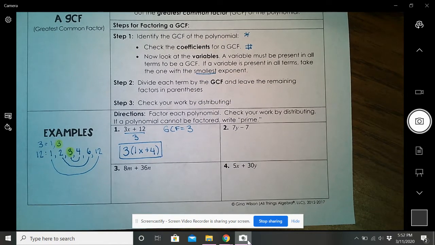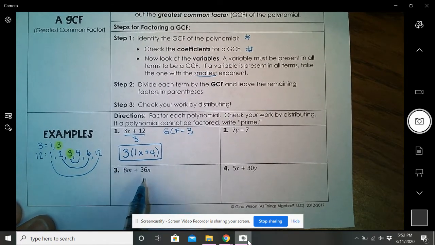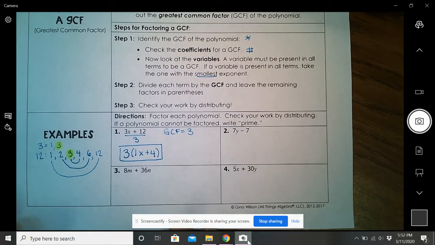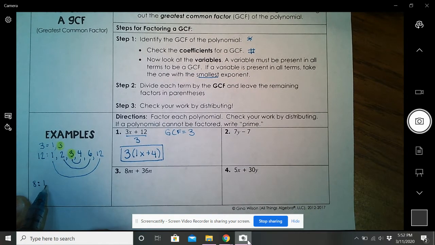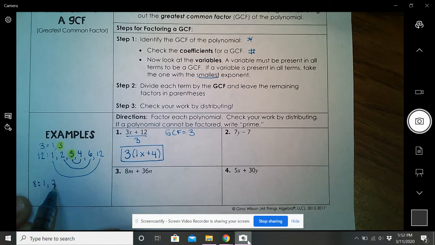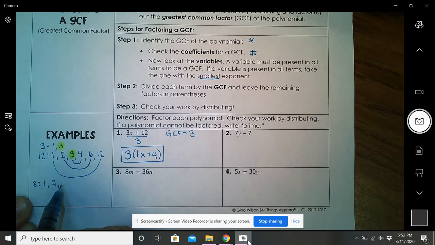Okay, let's try a second example. Go on down to number 3 with me. The two numbers that we're trying to find a GCF for are 8 and 36. So I'm going to write out what can divide into 8. 8 divided by 1 is 8. 8 divided by 2 is 4. 8 divided by 3 is a decimal, so I'm not including 3. 8 divided by 4 is 2.